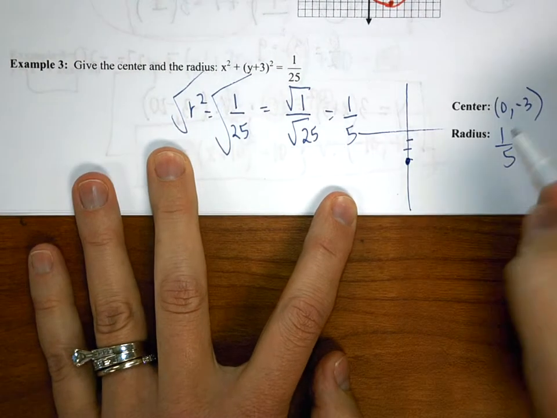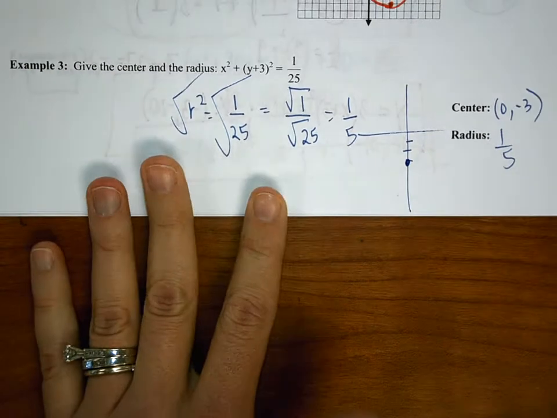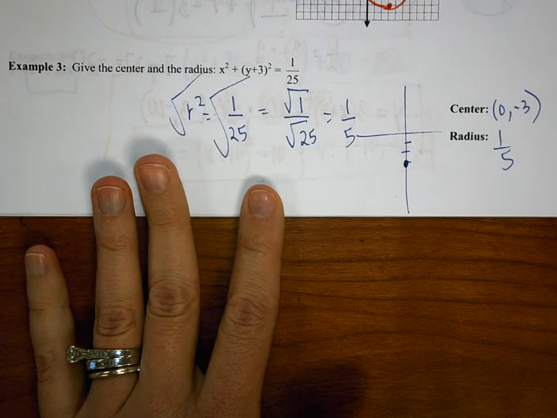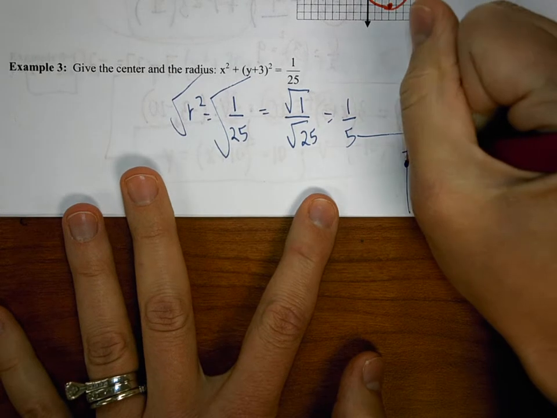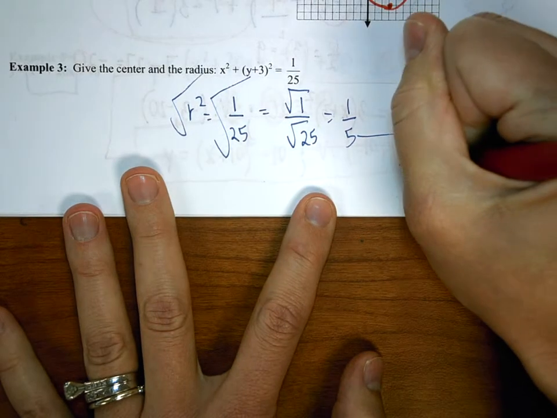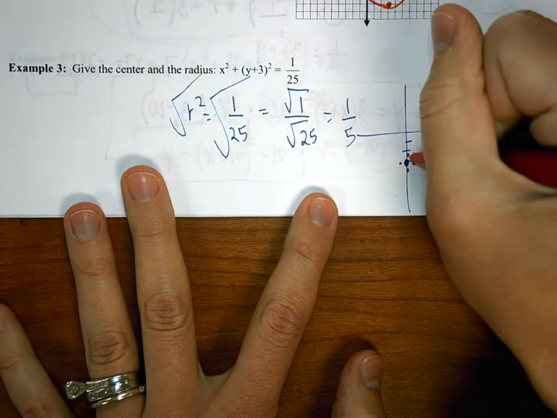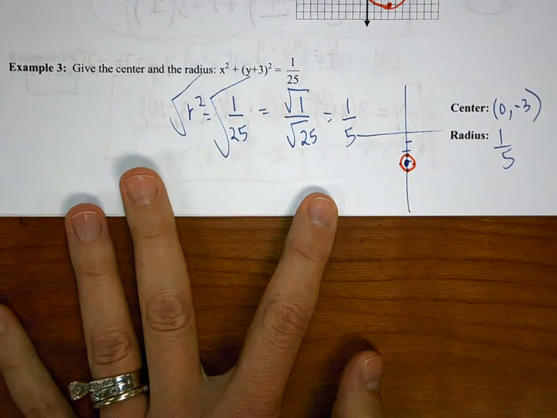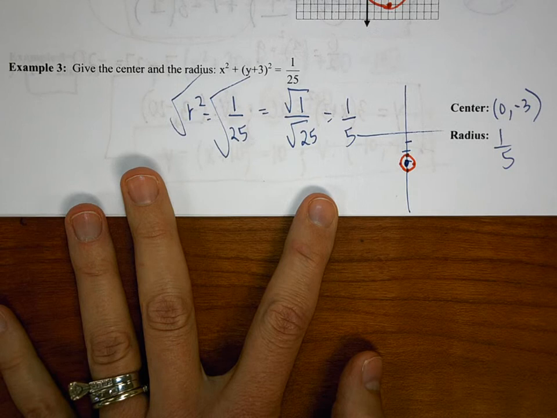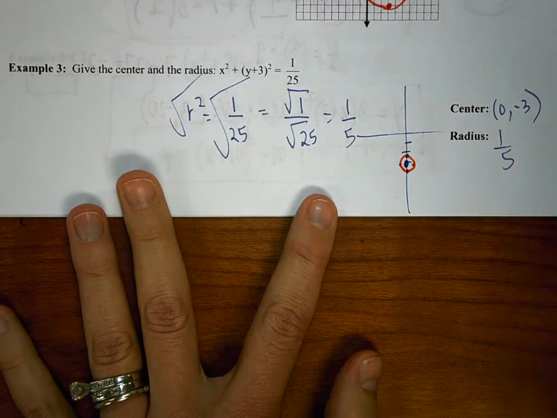Okay, if you were graphing this one, I'd go 0 and down 3 and make a point. 1/5 is not 1, right? It's like a fraction of 1, right? So you're just going a little bit like this in each direction. And you just make a circle that doesn't quite go to any of the points. Does that make sense? Yeah. No? Yeah. Okay. All right, moving on.